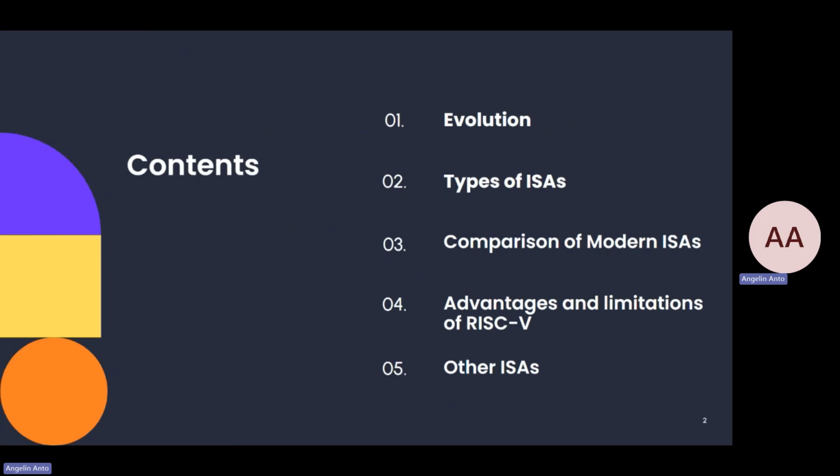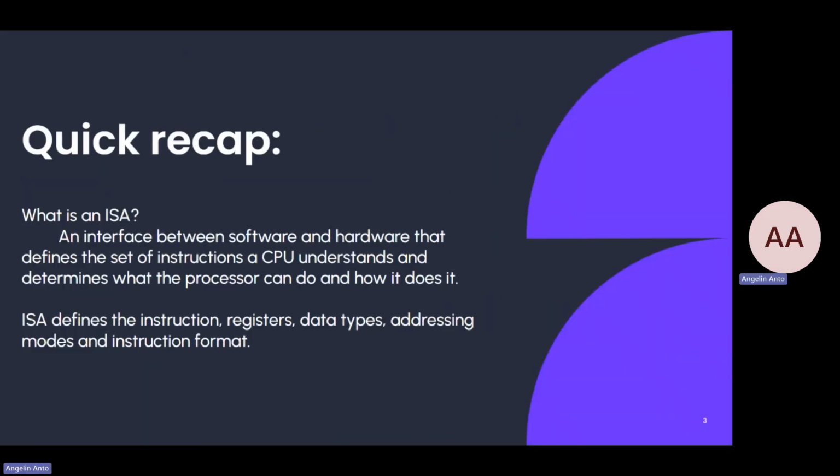So we will be looking at the evolution, the different types of ISAs, the comparison of the most dominant modern ISAs, and very specifically the different advantages and limitations of RISC-V. And finally, we'll just have a quick look at the different ISAs that were made for very specific use cases. Now, just a quick recap.